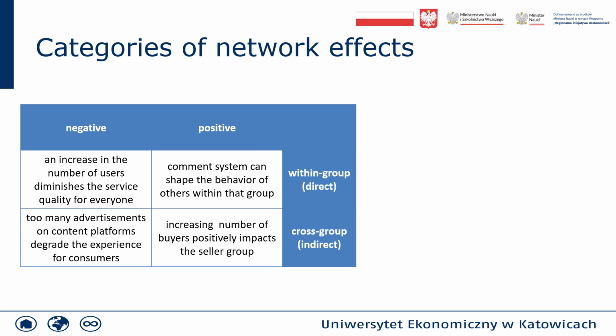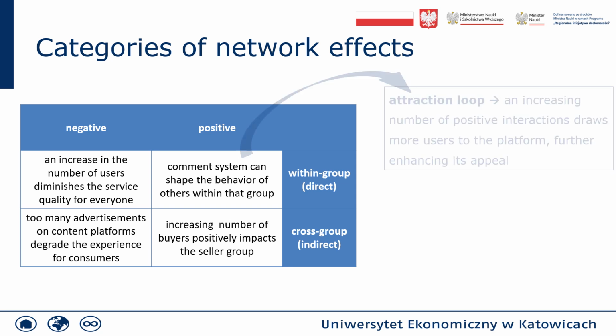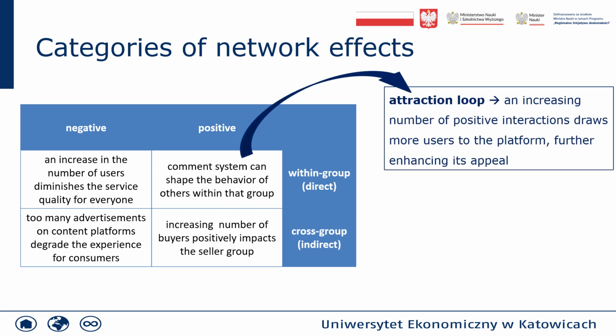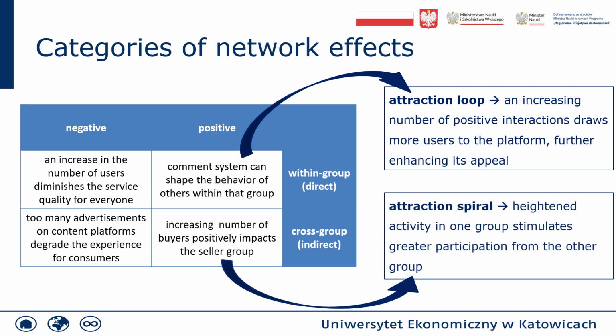Positive interactions can contribute to further effects observed on platforms. Firstly, a positive direct network effect can trigger an attraction loop where an increasing number of positive interactions draws more users to the platform, further enhancing its appeal, its value. In turn, a positive indirect network effect can lead to an attraction spiral where heightened activity in one group stimulates greater participation from the other group.